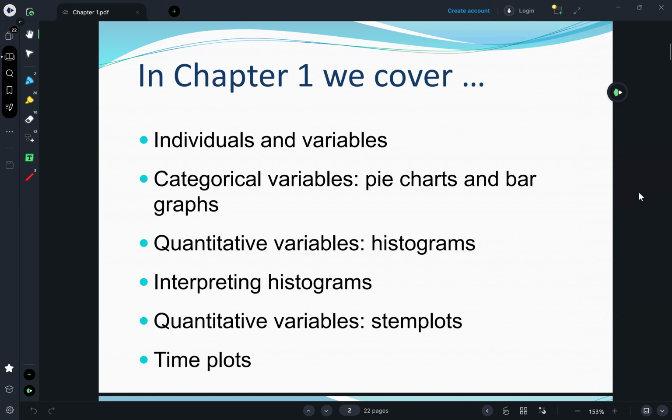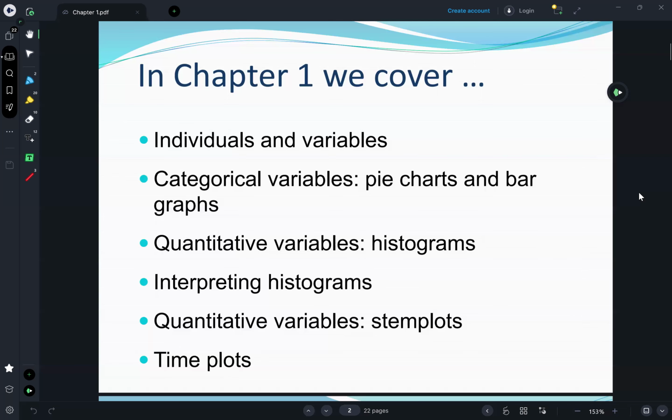And also quantitative variables for stem plots, although that will not be directly tested in this course, but you will see stem plots here and there throughout the course in the course textbook, but you won't be directly tested on the stem plots. A stem plot is essentially a histogram, but just turned on its side. And we will also look at time plots.